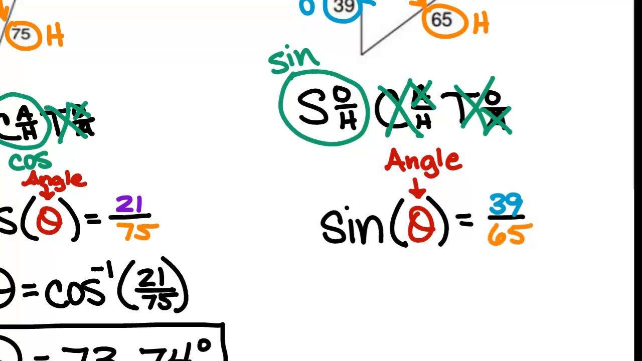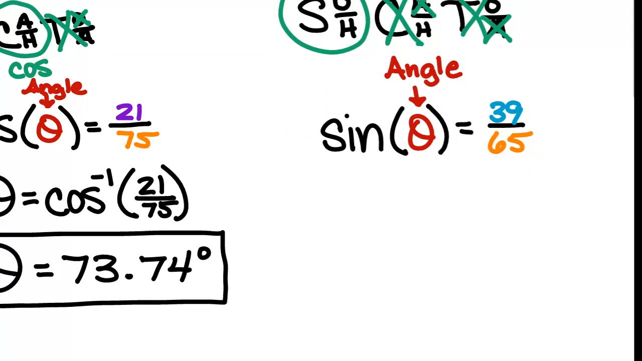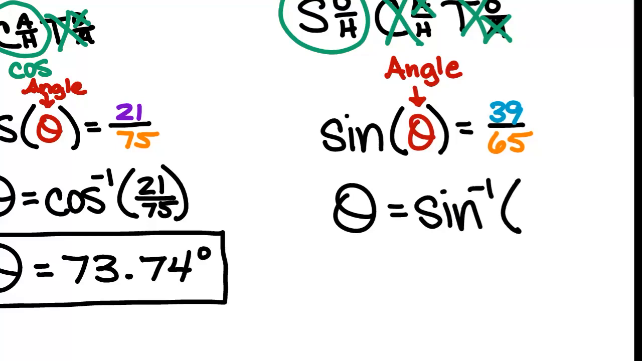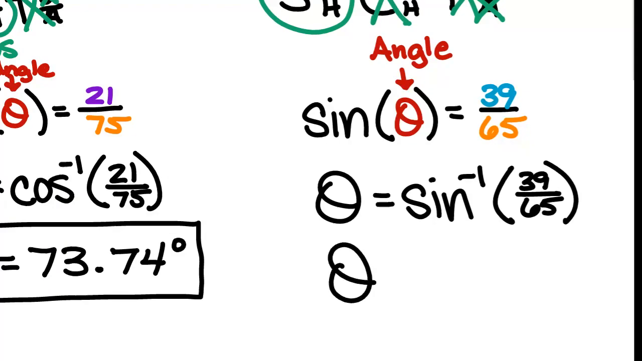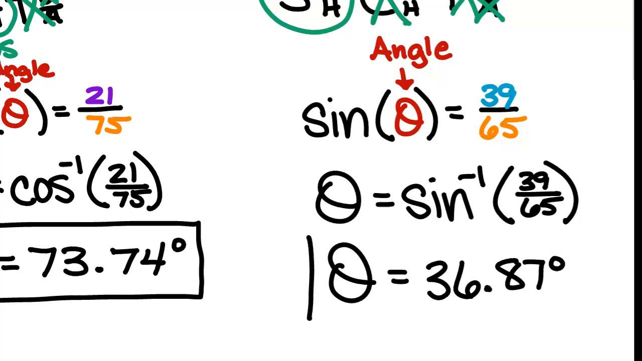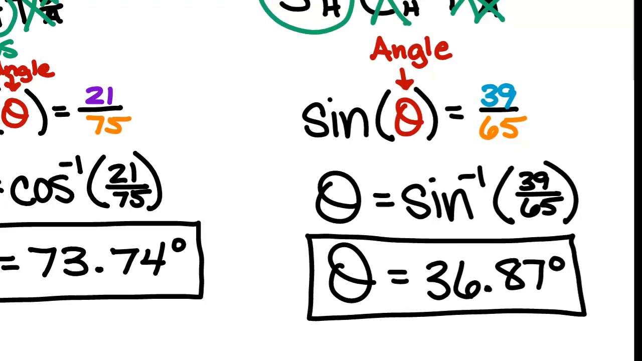How do I get theta alone now? Inverse it. So theta by itself, when sine goes to the opposite side of the equal sign, it gains that inverse symbol, that little -1. 39 over 65. And then you pop that in your calculator. And you guys are absolutely correct. You get 36.869 or 36.87, depending on how you round it. I would accept either one as fully correct. All right.